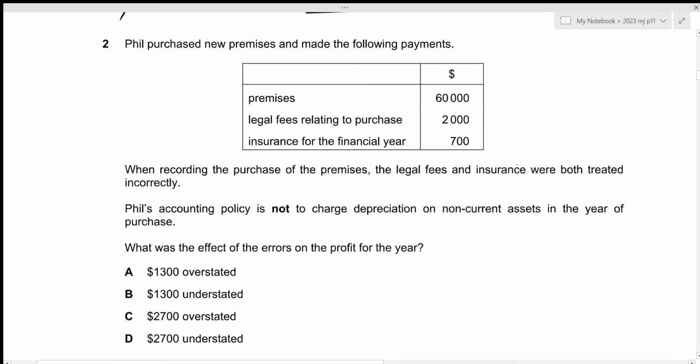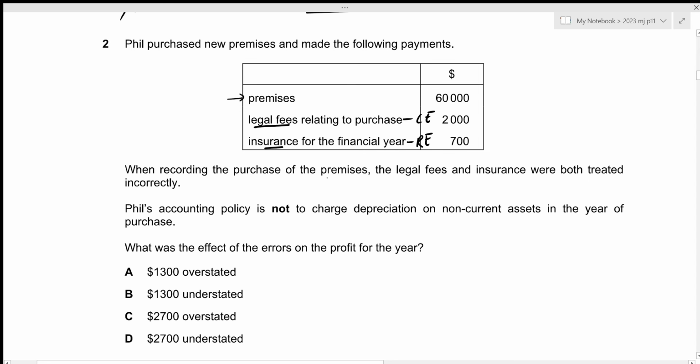Phil purchased new premises and made the following payments. So the cost of premises was 60,000. We have legal fees and insurance. Okay, so remember that revenue expenditures are the expenditures which will be recurring in nature. So we have to pay them time and again, whereas capital expenditures are non-recurring, which means we only have to pay them once. And legal fees is something that we only have to pay once. So this is our capital expenditure. Whereas insurance, we have to pay this every year. So this is recurring expense, which is revenue expenditure.